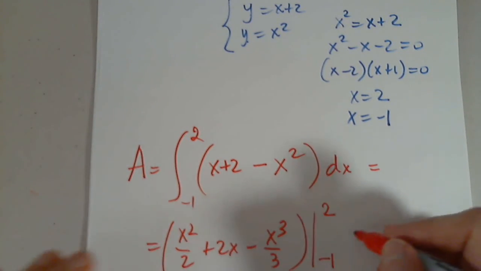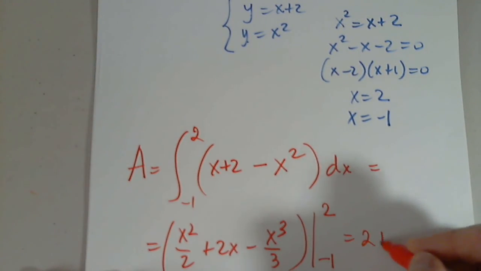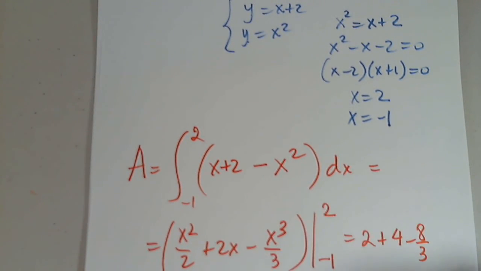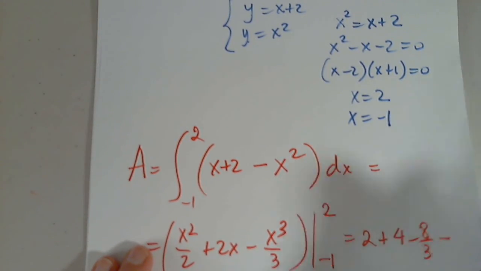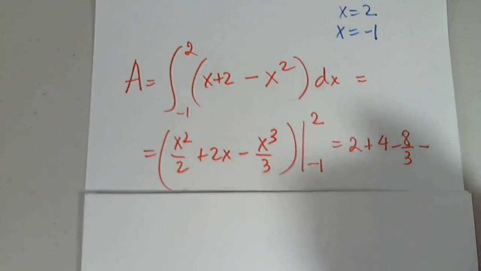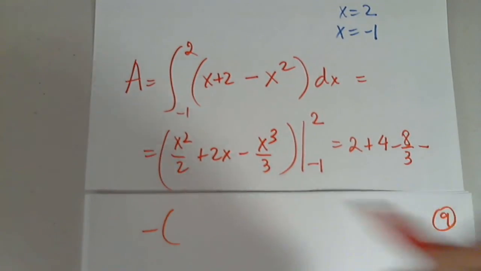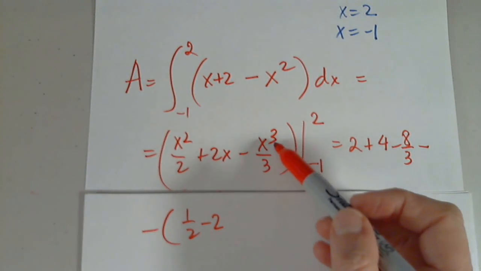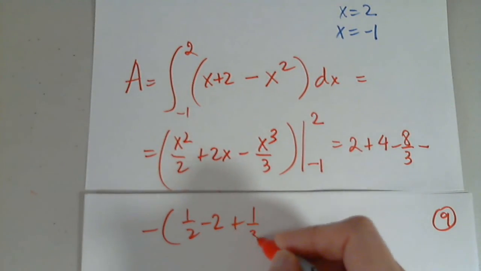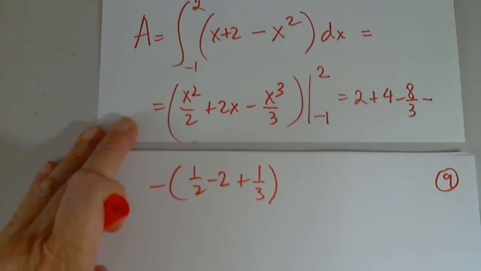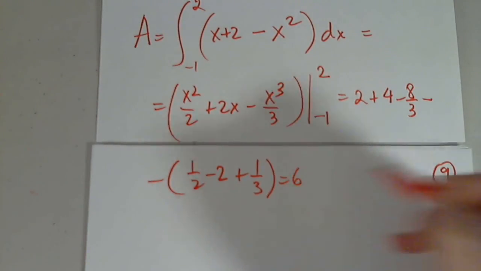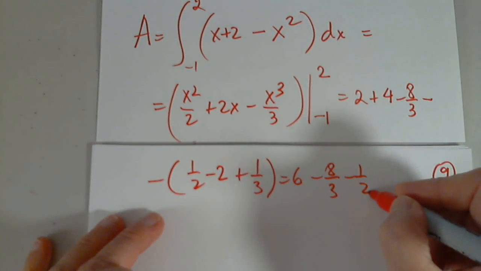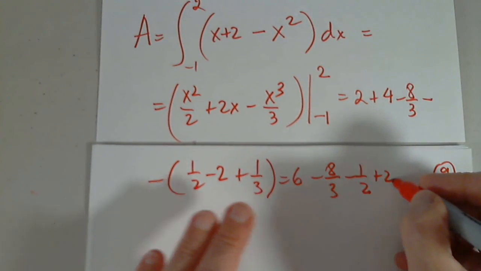I will plug in 2. 4 divided by 2 is 2. 2 times 2 will be 4, minus 8 over 3. But minus, don't forget parentheses, so you don't forget to distribute a negative sign. Minus, when I plug in -1, that will be 1/2. This becomes -2. But this becomes -1 with minus in front, so it's positive 1/3. 2 plus 4, 6, minus 8/3. Minus 1/2, plus 2, minus 1/3.